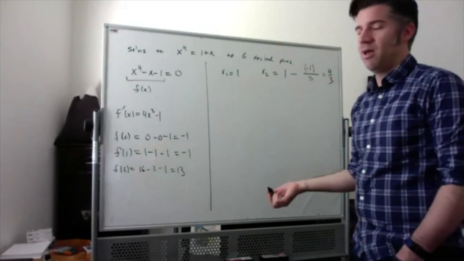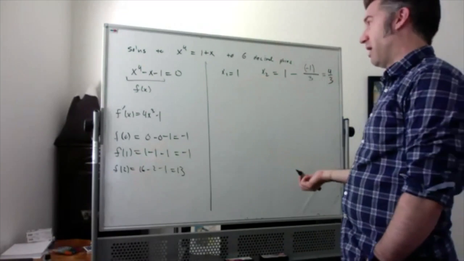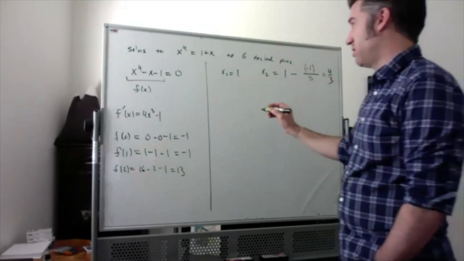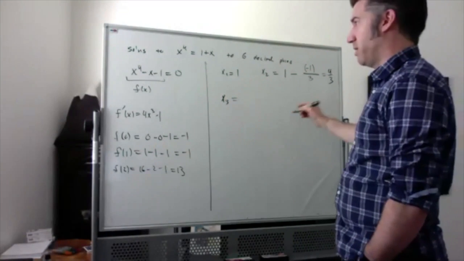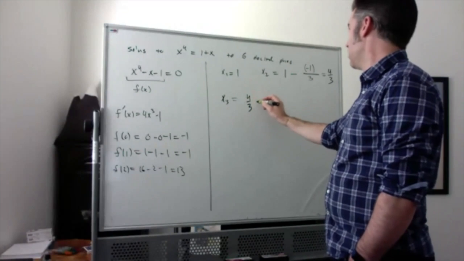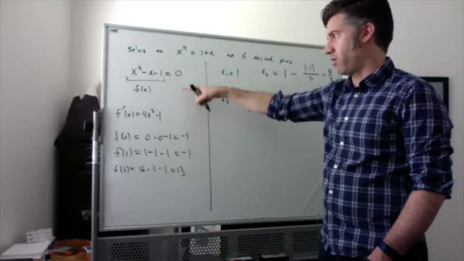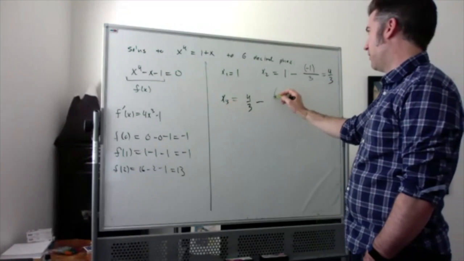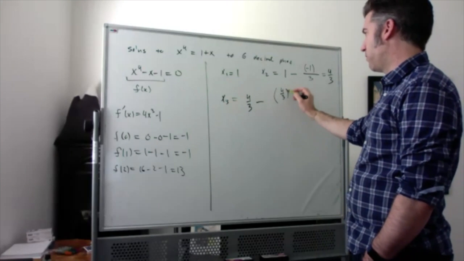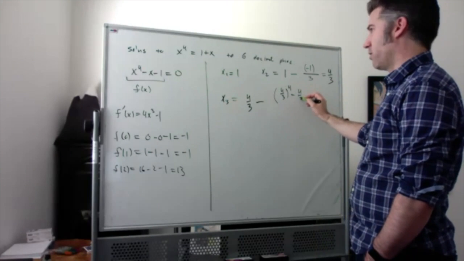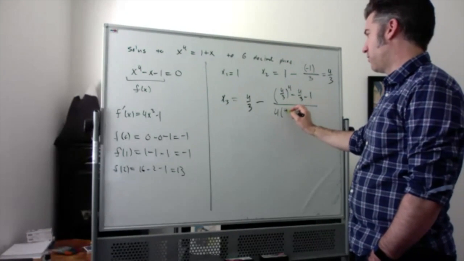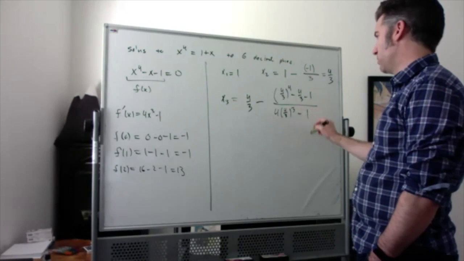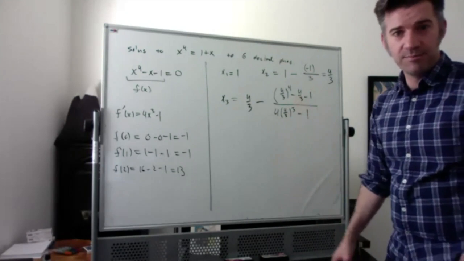Okay, so here's the thing. I'm not going to finish this problem. Let me do the next one and then talk about what you would have to do. So x3 is going to be this, right? It's going to be 4/3 minus f of 4/3. So f of 4/3 is 4/3 to the 4th minus 4/3 minus 1 over 4 times 4/3 to the 3rd minus 1. Terrible, we don't want to do that.